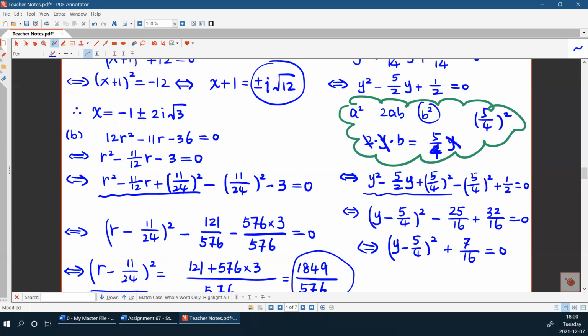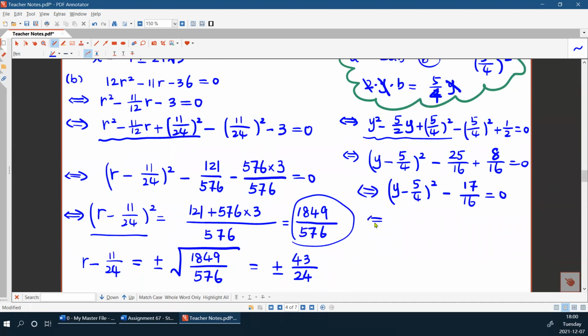Am I correct? Okay, let me check. Oh, sorry. This should not be 32. This should be 8, right? 8 over 16 is 1 over 2. Okay, so this is negative 17 over 16, right? Okay, so this is equivalent to (y minus 5 over 4) squared equals 17 over 16, right?